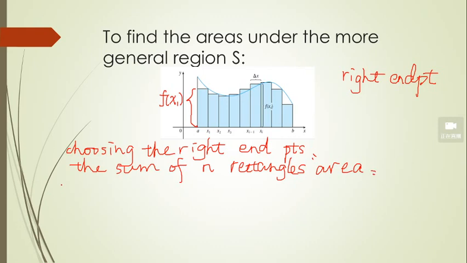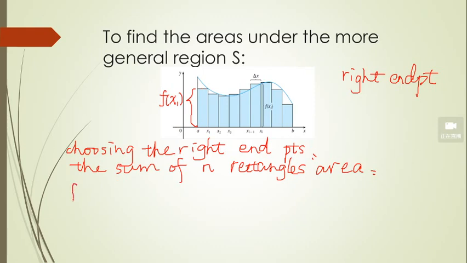Now, for the area of the first rectangle, all of those rectangles have the same width, delta x, right? And again, what is delta x if we have n subintervals? The whole width is b minus a, so delta x is (b minus a) over n. Then let's check the area of the first rectangle.